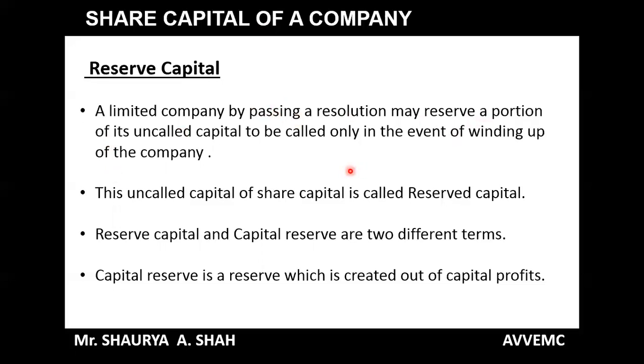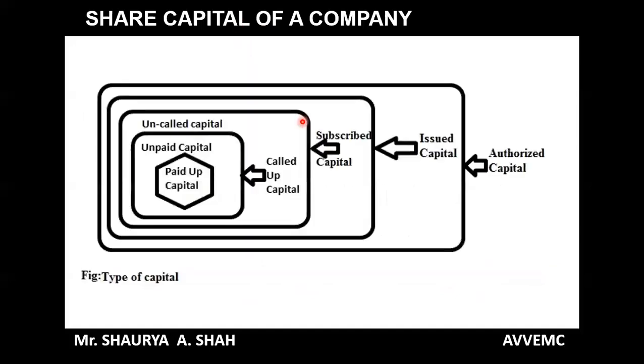How can it be decided? A resolution is passed in the company, right? We saw capital reserve also, it is a different part. Capital reserve is created out of profits, and reserve capital is a part of capital which is kept aside, right? We saw this example, one master example, to understand everything. Authorized capital 10,000 shares, issued capital 7,000 shares, subscribed capital 6,000 shares, called up capital 7 rupees into 6,000, paid up capital whatever amount you have received, and unpaid capital whatever you have not received. 3 rupees is my uncalled capital.